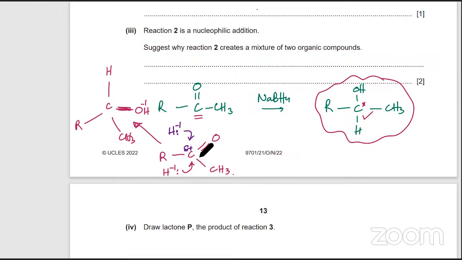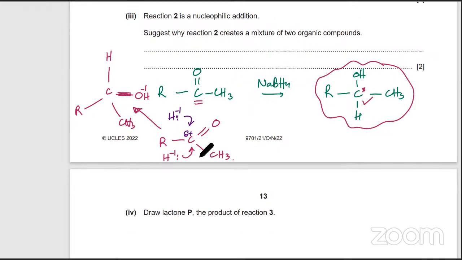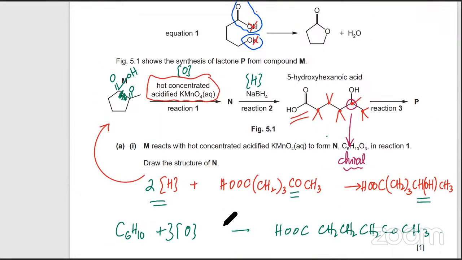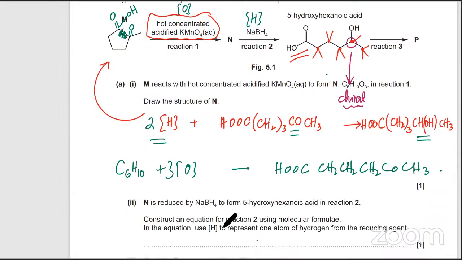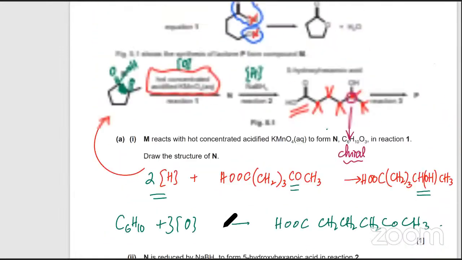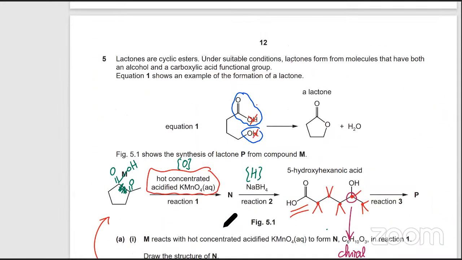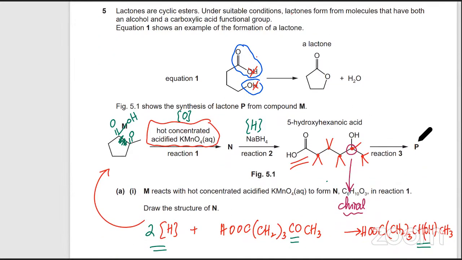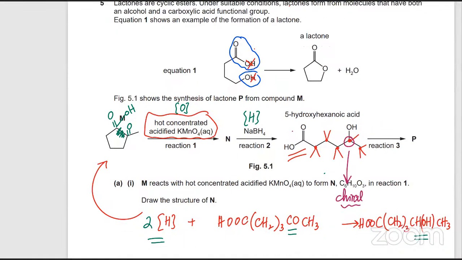Yes, sir. I said draw the product of reaction number 3. What is reaction number 3? They didn't say what reaction number 3 is. I said reaction number 3 is your ester, that's your lactone. So you've got this molecule now. So how would it form an ester, this molecule?